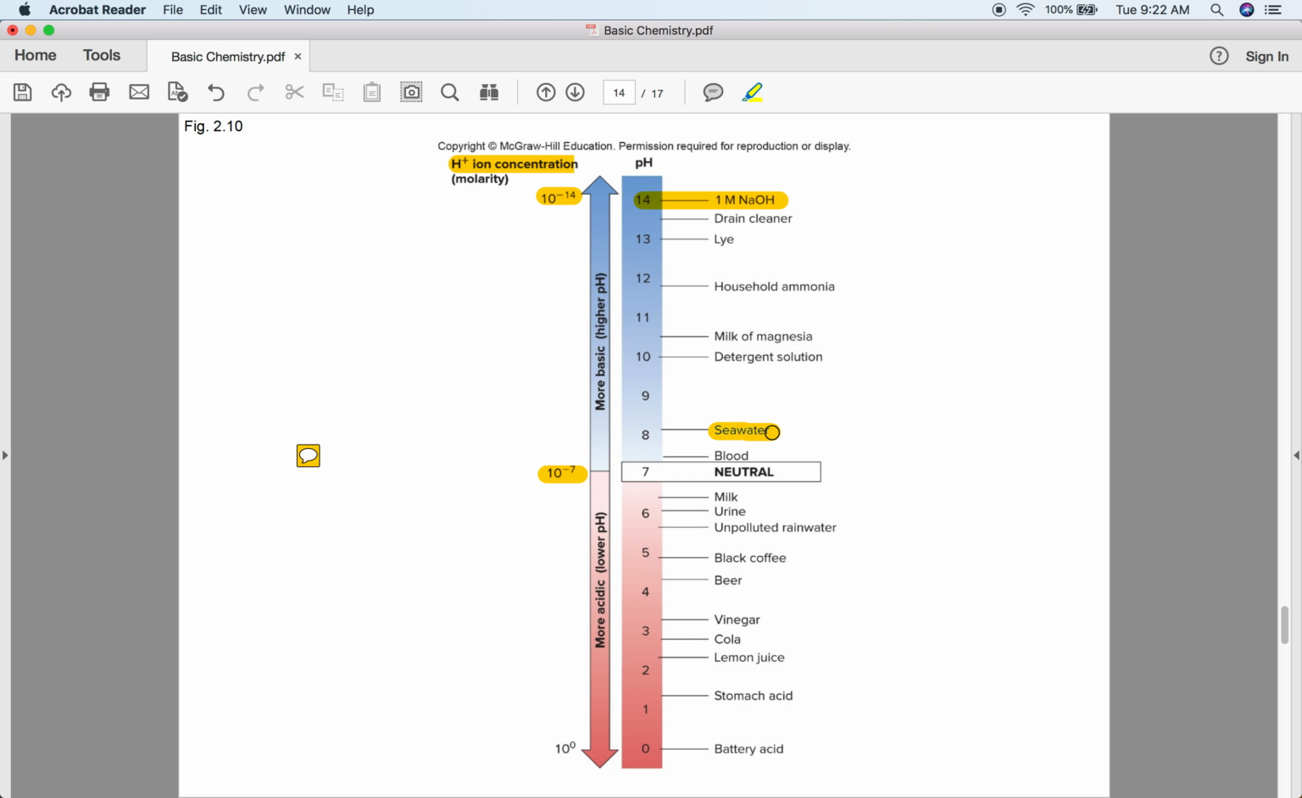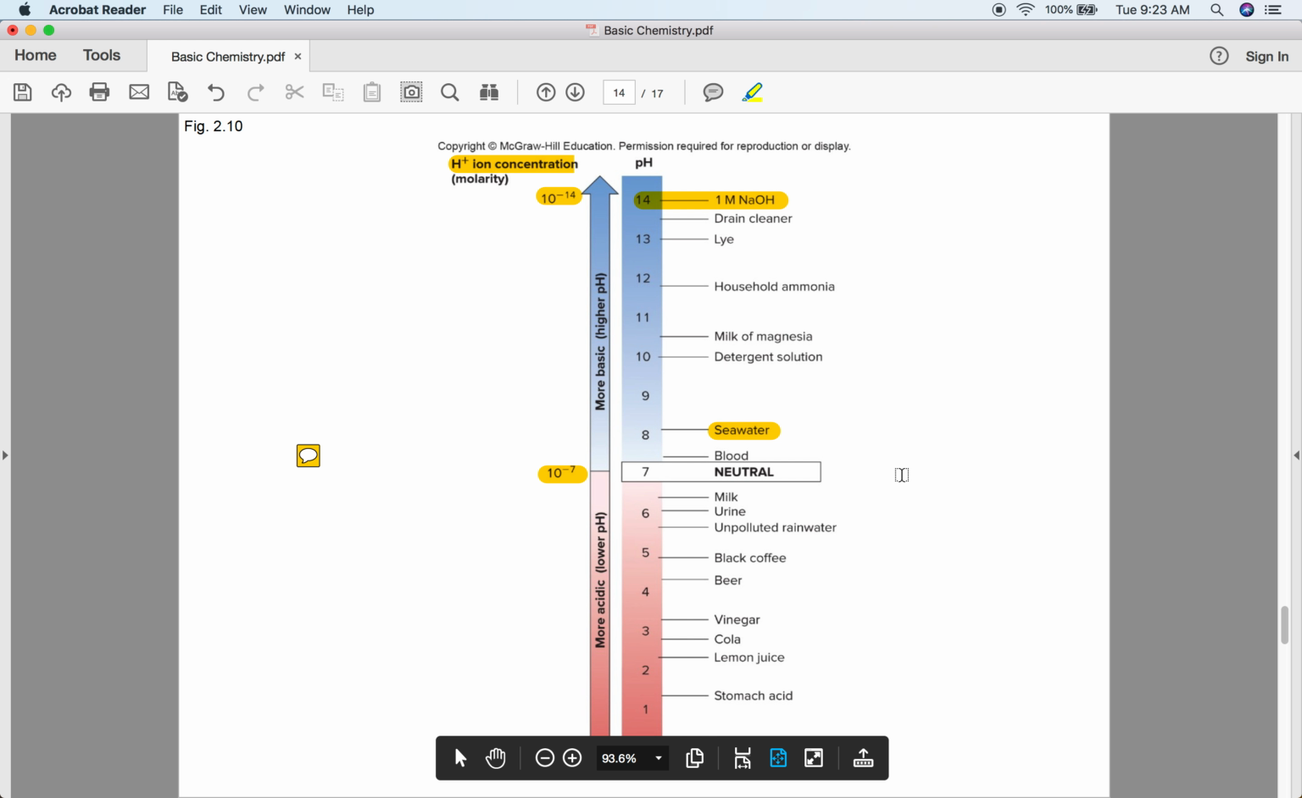Seawater, all right, is here. So if you think about that, you may have heard of seawater acidification affecting coral reefs. Well, what's happening is seawater is moving more towards neutral, and that is detrimental to the interaction between the animal, that is the coral, right, this larger thing, and a symbiotic unicellular algae that lives in there.